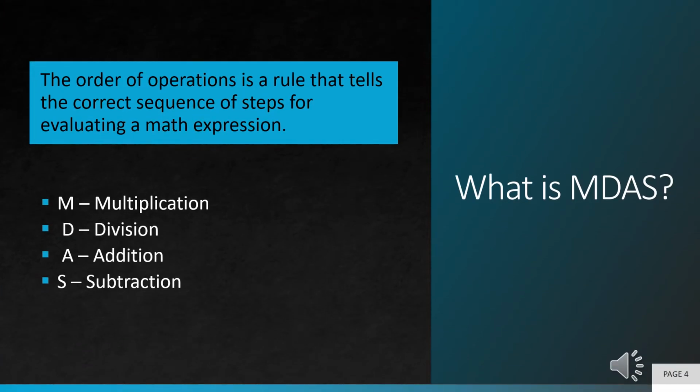What is MDAS? The order of operations is a rule that tells the correct sequence of steps for evaluating a math expression. M, multiplication. D, division. A, addition. S, subtraction.